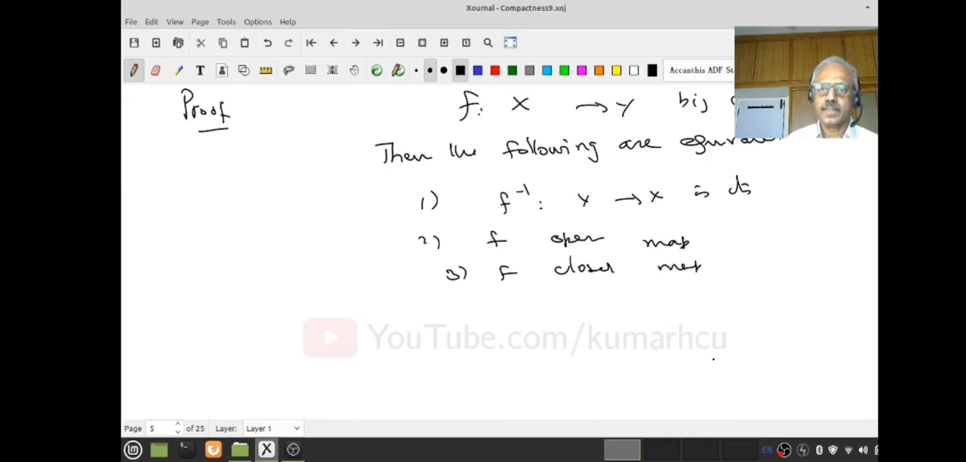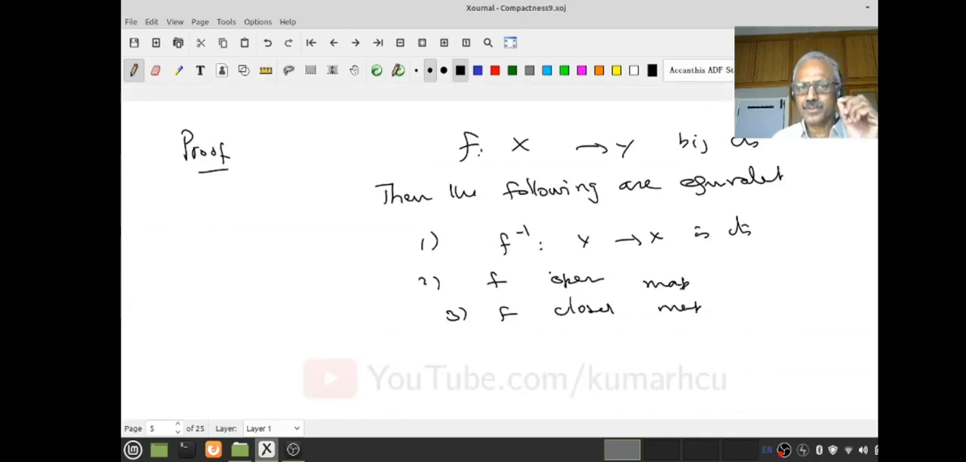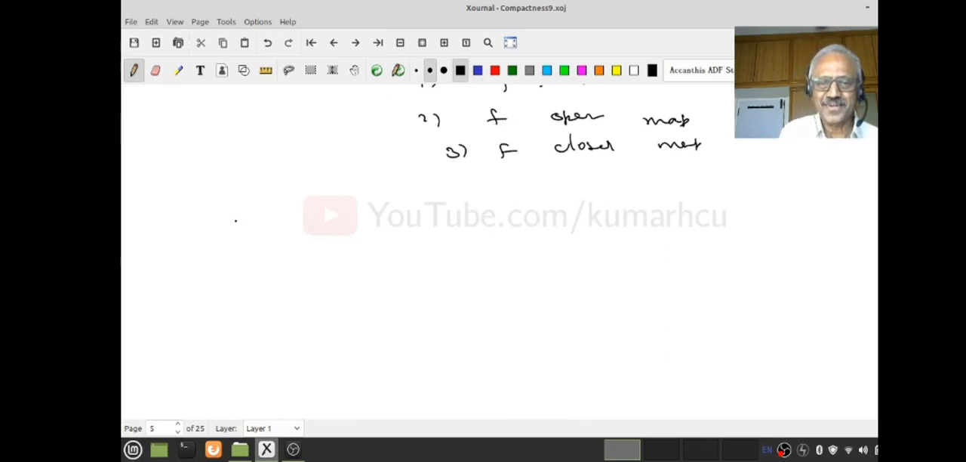Now I want to prove f is a homeomorphism for this theorem. So what do you think, which equivalent condition will I use, which equivalent definition will I use? This is how you learn to think. Yes. So we want to prove. Back to our proof.